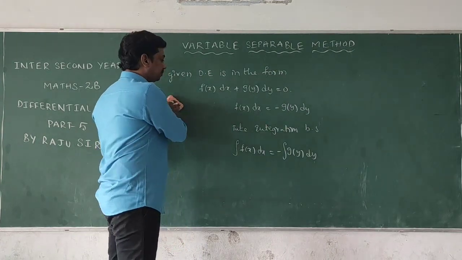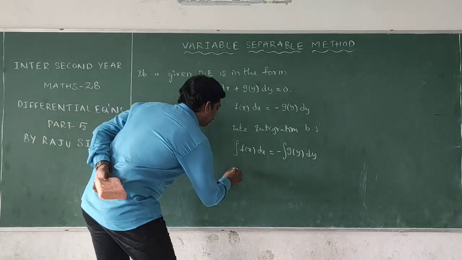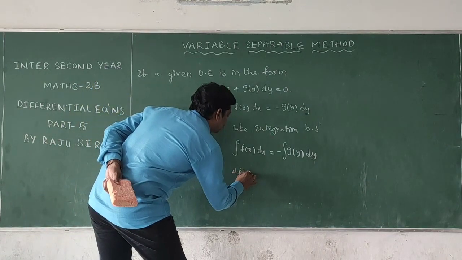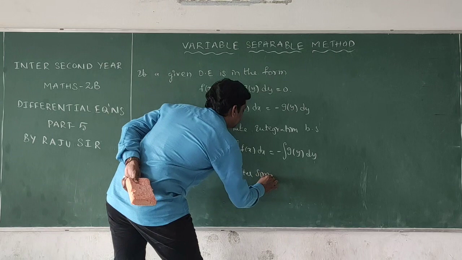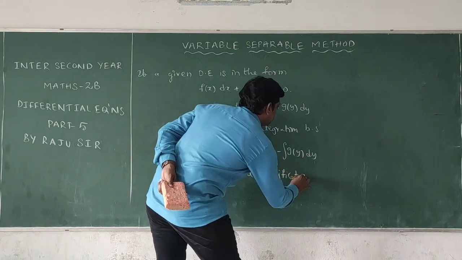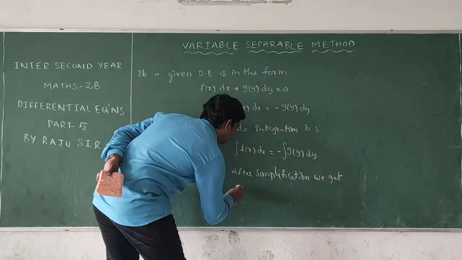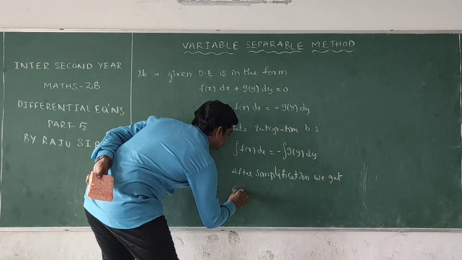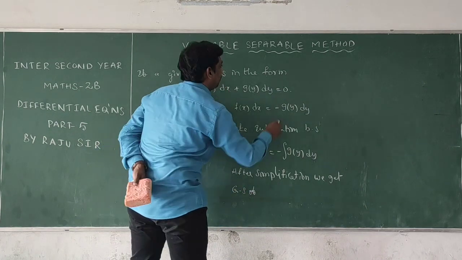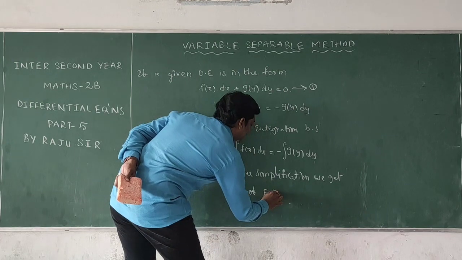First write this one. After simplification, we get the general solution GS of the equation.